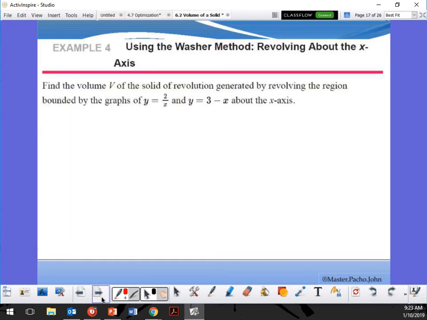And same bounds. Find the volume of the solid of revolution generated by revolving the region bounded by the graphs there and there about the x-axis. Okay, so this is bounded, right? Yes. Okay, so now it's going to be bounded somewhere, isn't it? So if they're bounded, what does that mean?